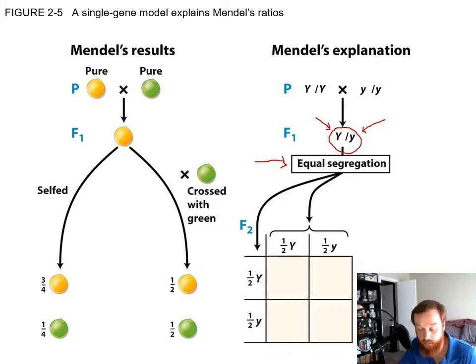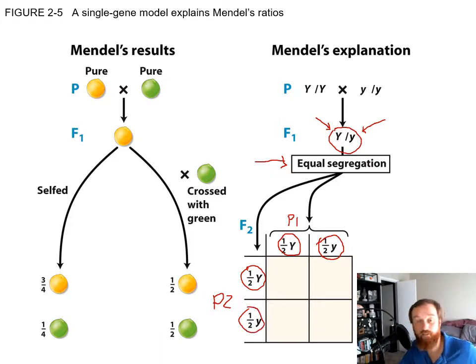So if we line up parent 1 on the top axis, and parent 2 on the other axis, we see that we have a 50% shot to get the big Y from parent 1, and a 50% shot to get the little y from parent 1. And you have a 50% shot to get the big Y from parent 2, and a 50% shot to get a little y from parent 2.